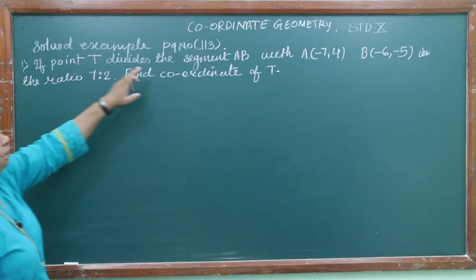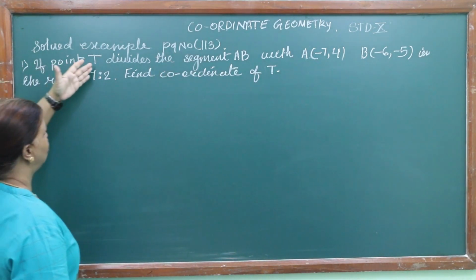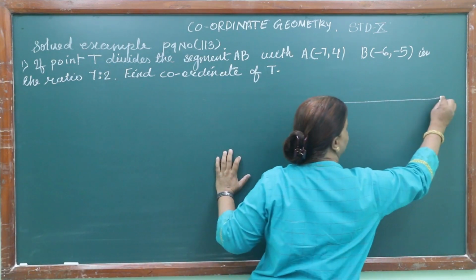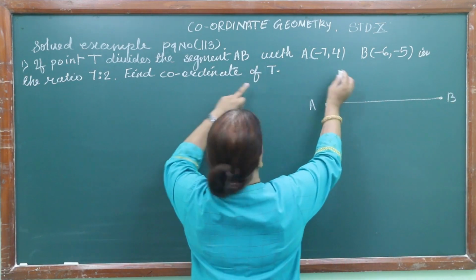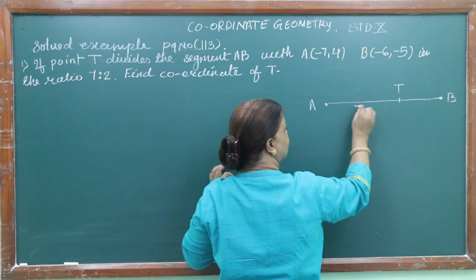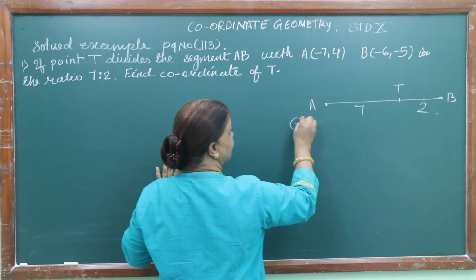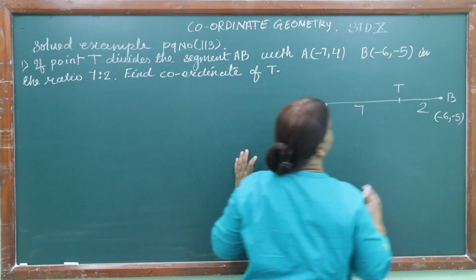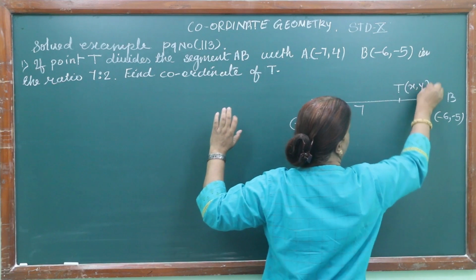Solved example from page number 113 of your textbook. What does it say? There is a point T which divides the segment AB, line AB is divided by the point T in the ratio 7:2. This is point T and it is divided in the ratio 7:2. A coordinates are -7, 4 and B coordinates are -6, -5. Then find the coordinates of the point T, meaning we need to find x and y.